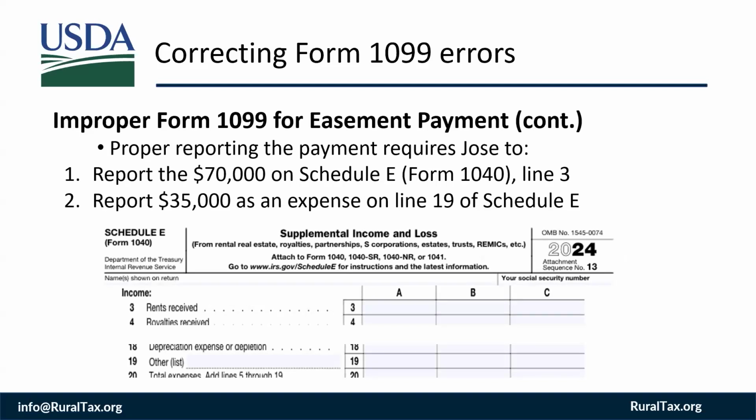So what is the proper reporting for that payment? Well, Jose is going to do the following. He's going to show $70,000 on Schedule E, line 3. You'll notice line 3 is rents received in that example. Then he's going to go down to line 19, which is in the bottom section, and he's going to put $35,000 as an expense. What does that do? That reduces the amount on the Schedule E that's subject to ordinary income tax to $35,000.